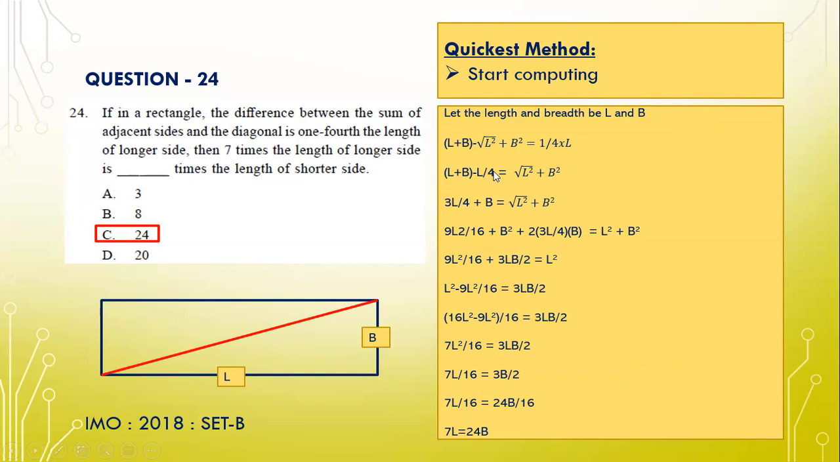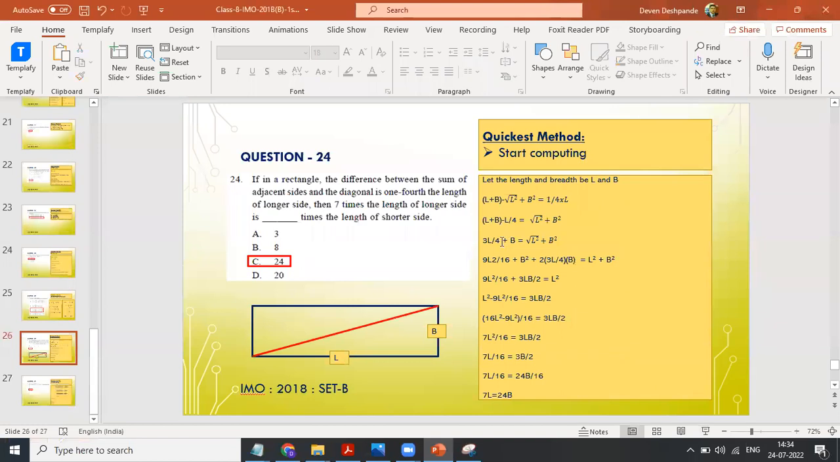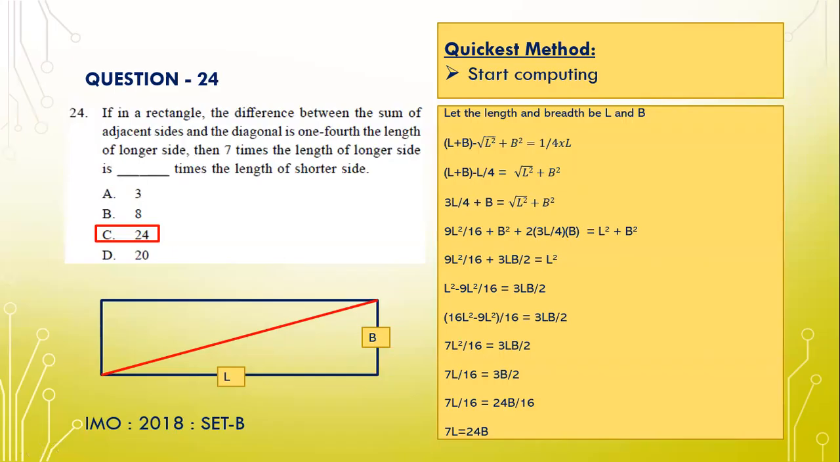What is L minus L upon 4? It is 4L minus L upon 4, which is 3L upon 4. So 3L upon 4 plus B is equal to root of L square plus B square. Square both the sides. So it will be 3 square is 9, 9L square upon 4 square is 16, plus B square.